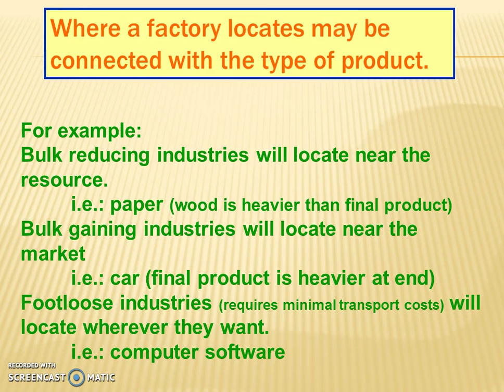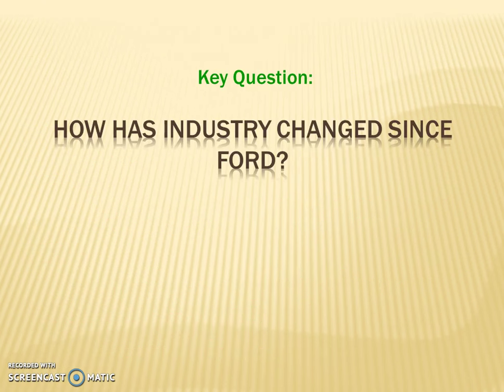Whereas a bulk gaining industry would locate near the market. Meaning that your finished product is going to weigh more than all the resources that go into it. So a car, of course, is going to weigh more than all of the different parts that go into making the car. One other term that we put on this slide that's not in the book, but I think it's important to know, is a footloose industry. And again, this is one where it doesn't really matter where you locate because you're typically dealing with the transport of information rather than a specific tangible item. So computer software can be downloaded, can be sent via the internet, and so we call that more like a footloose industry.